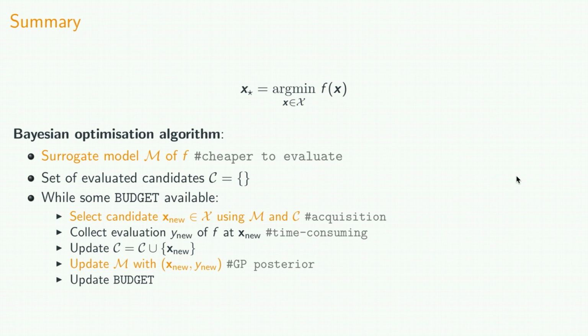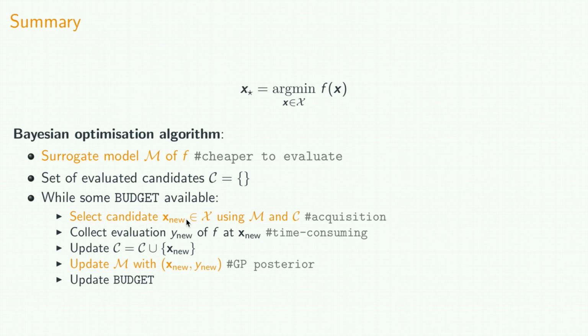So to summarize, our goal is to minimize the function f, minimize the error of some machine learning model or deep learning model. And the Bayesian optimization algorithm consists in, we have our surrogate model, a Gaussian process model, which is cheaper to evaluate than f of x. We have the set of evaluated candidates, we have a budget that we can spend, and we select candidate x new based on the acquisition function, by computing the acquisition function and maximizing it.